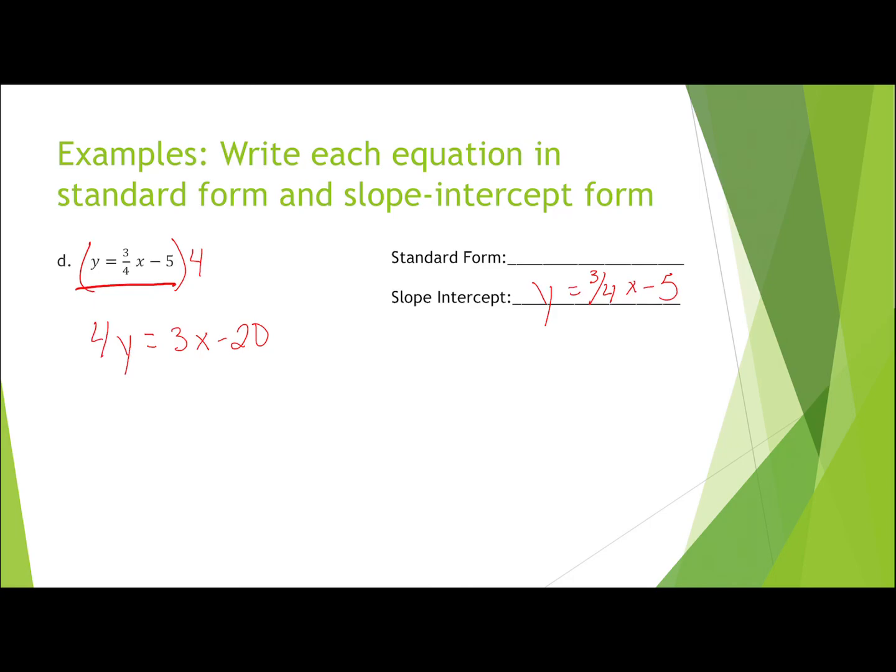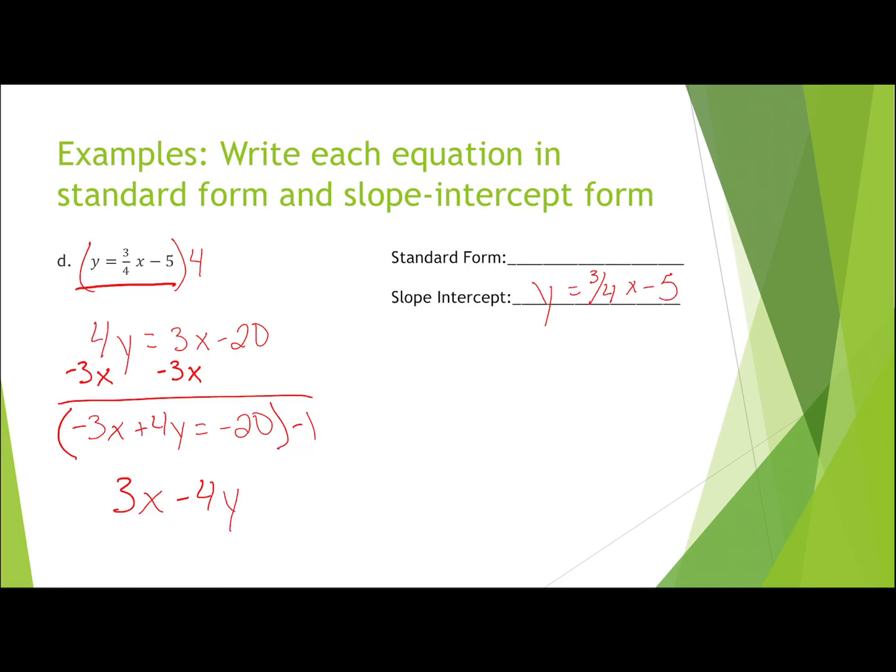Again, we need to put everything on the same side, so I need to subtract the 3x to get the x's and y's together. Negative 3x plus 4y equals -20. Then we can't have a negative x, so we're going to multiply by -1. 3x minus 4y equals 20 for our final answer. And that will give us our standard form and our slope-intercept form.